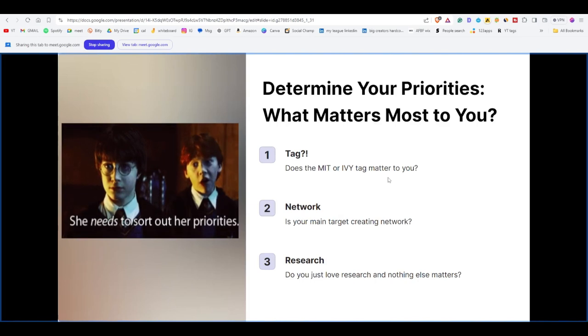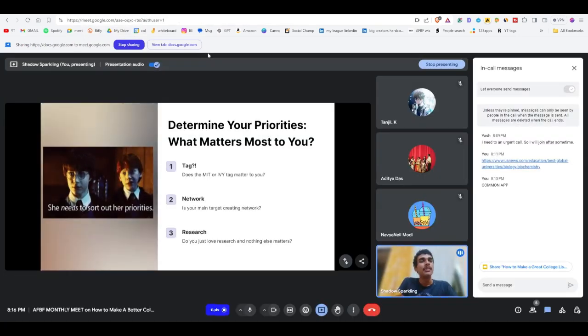So coming to the next slide, what determines your priority? That's a very big question which people fail to ask themselves while choosing a college. What actually matters to you? For example, Aditya, if you are going to a college, what is the main thing that matters to you? Just asking randomly, to both of you. If you can speak.